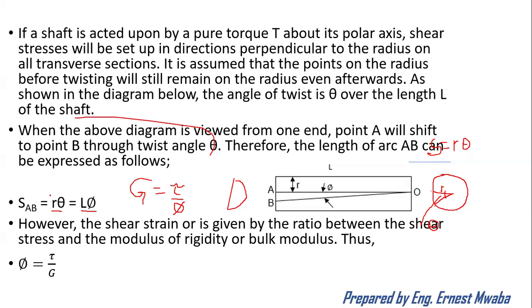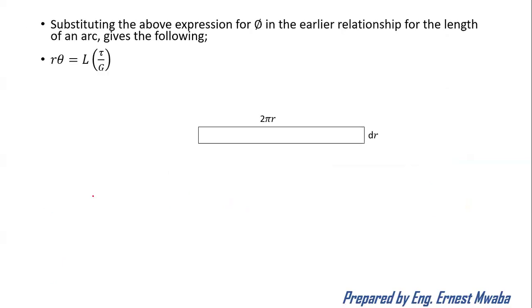So we can now pick up the equation from here, where R theta is equal to L phi, and then you substitute in place of phi. So you put shear stress over G in place of phi. If you do that, then this is what you're going to have. And now we can just rearrange them in a standard way: shear stress over R is equal to G theta over L. Just rearranging them through the usual process of cross multiplying and dividing by this, and then this is it.